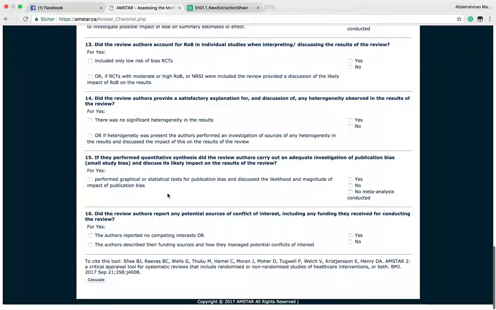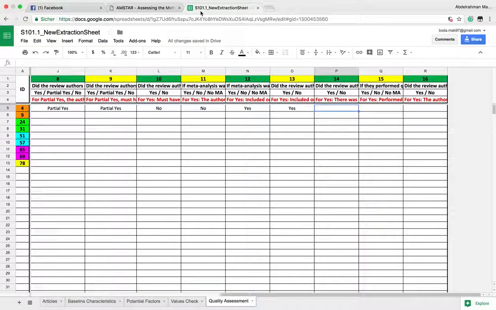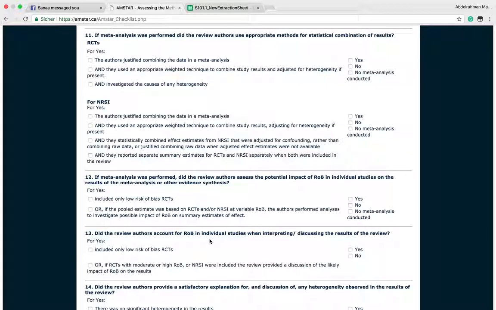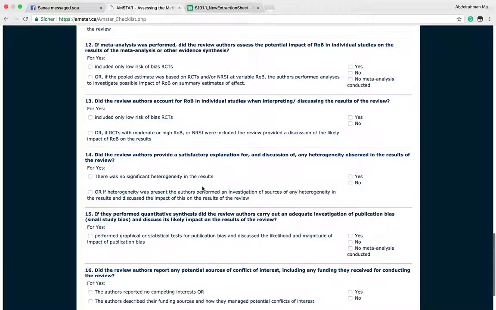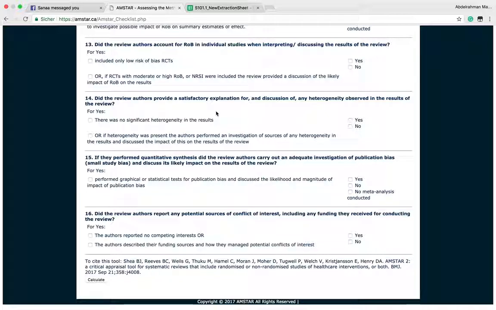So, 14. Did the review authors provide a satisfactory explanation for, and I did 13. Yeah. 14. Provide a satisfactory explanation for and discussion for heterogeneity.